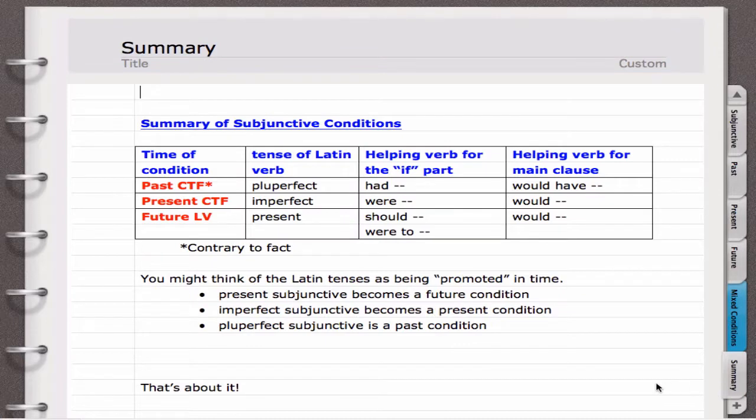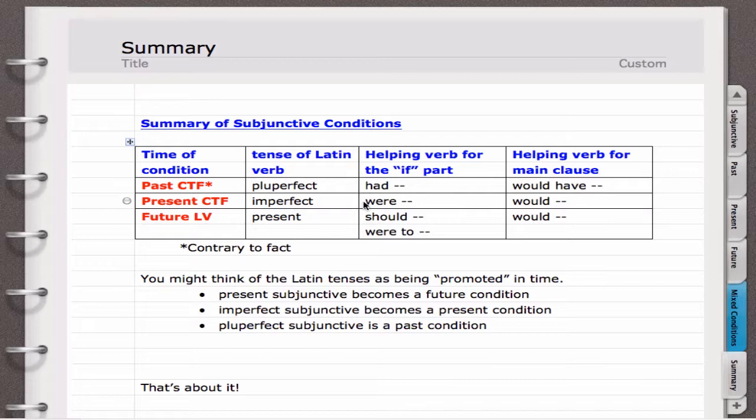So to summarize, this little chart you could use as a guideline for your helping verbs. The key in subjunctive conditions is to use the proper helping verb. I've got the time of the condition right here, the tense of the Latin verb, the helping verb for the if part, and the helping verb for the main clause. If you see a pluperfect verb in the first part, the if part, you translate it "had": if he had gone, if he had been there. The helping verb for the main clause would be "would have." He would have gone to town.